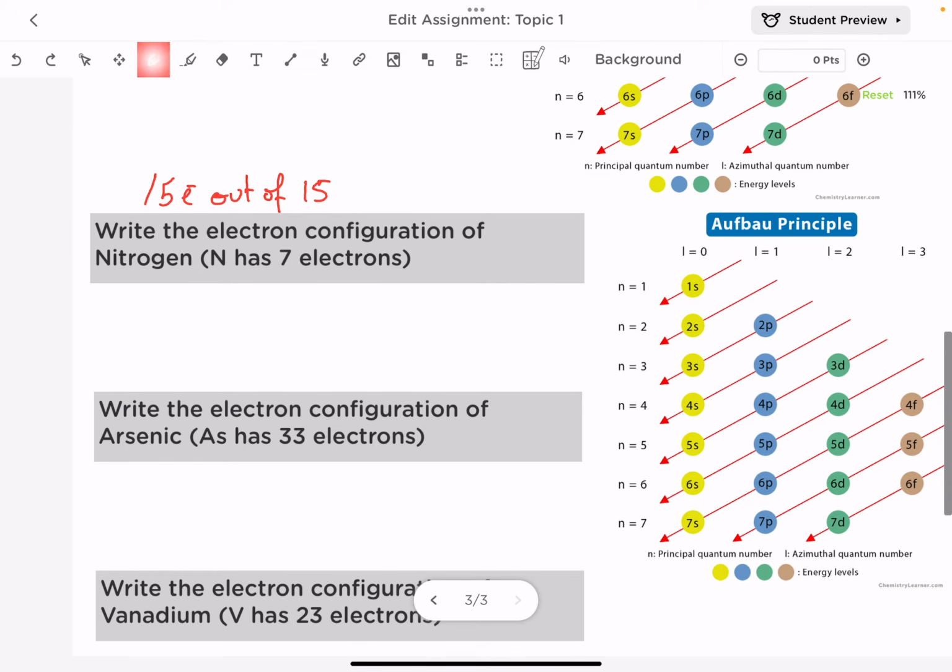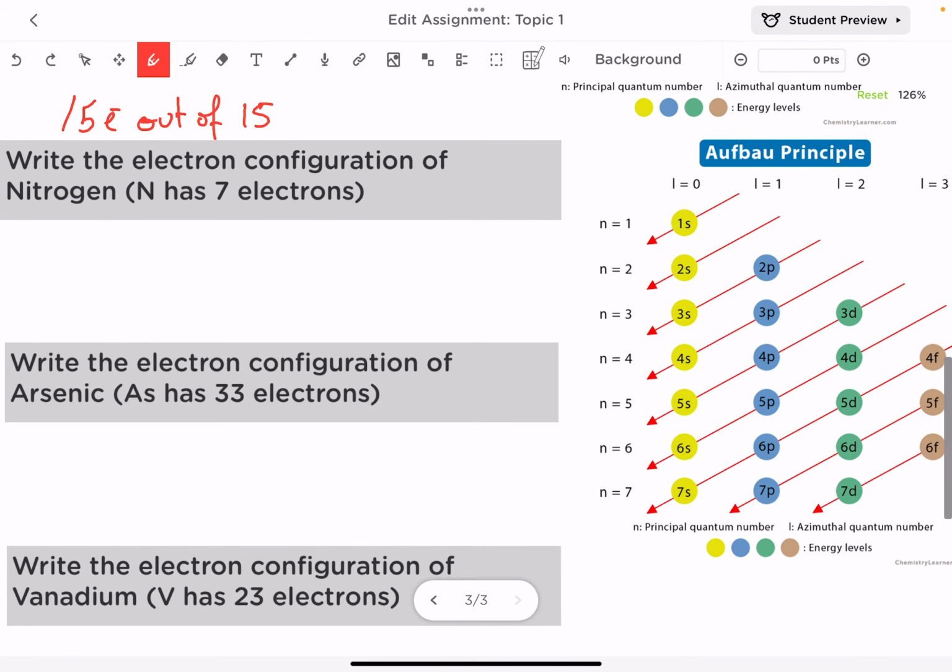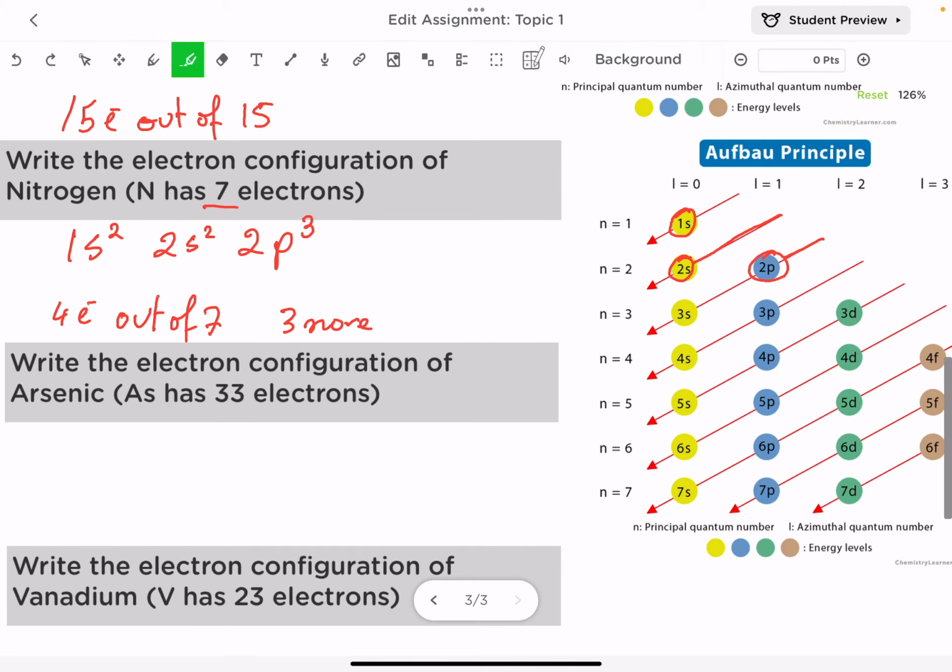Now let's take another example. Nitrogen, 7 electrons. So the first orbital 1s2, the second 2s2. These are now 4 electrons out of 7 to fill. Now we need 3 more electrons to fill, and the next is 2p. So instead of writing 2p6, we are going to put 2p3. Adding 3 and 2 and 2, it is equal to 7 electrons.